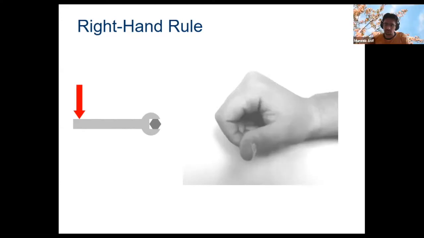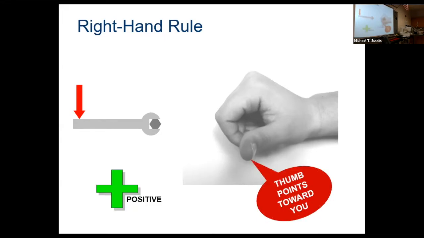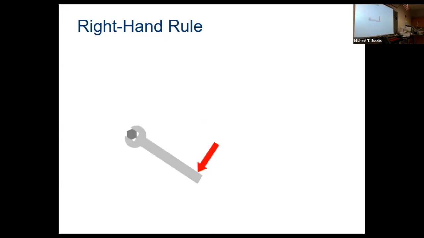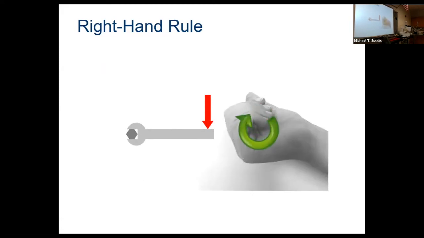Right? It went clockwise. Use your right hand, curl it. Positive. Okay. Opposite direction, so you know it's negative. There you go.